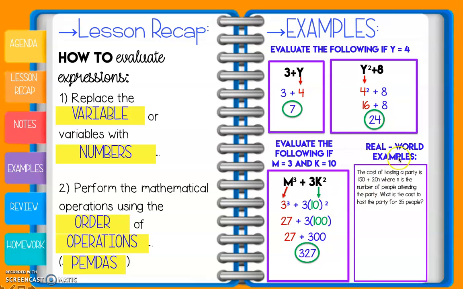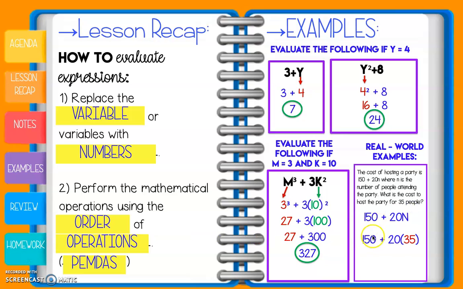Okay, so let's look at a real world example. It says the cost of hosting a party is 150 plus 20n, where n is the number of people attending the party. What is the cost to host the party for 35 people? So here's our expression. That's where I always like to start, by rewriting the expression. So we have 150 plus 20n, and it tells us that n is the number of people attending. So wherever we see an n, we're going to fill it in with a 35 because we're hosting 35 people.